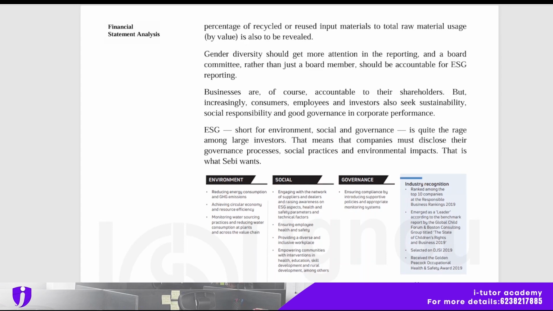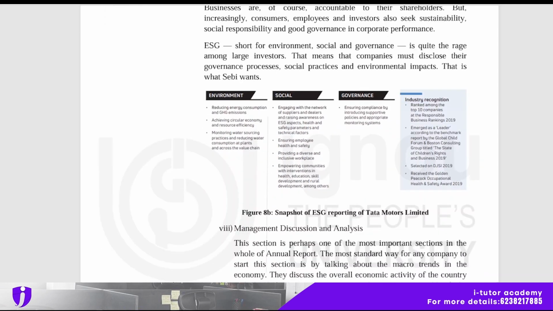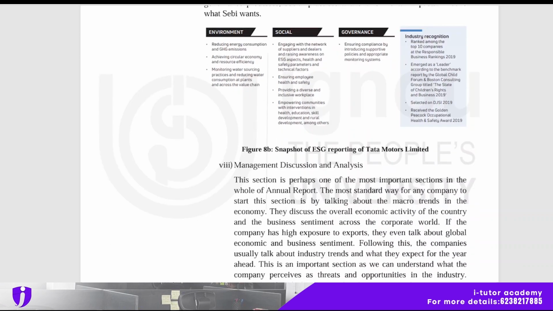Businesses are of course accountable to their shareholders, but increasingly consumers, employees and investors also seek sustainability, social responsibility and good governance in corporate performance. ESG, short for environment, social and governance, is quite the rage among large investors. That means that companies must disclose their governance process, social practice, and environmental impact. That is what SEBI wants. Figure 8b is a snapshot of ESG reporting of Tata Motors Limited.